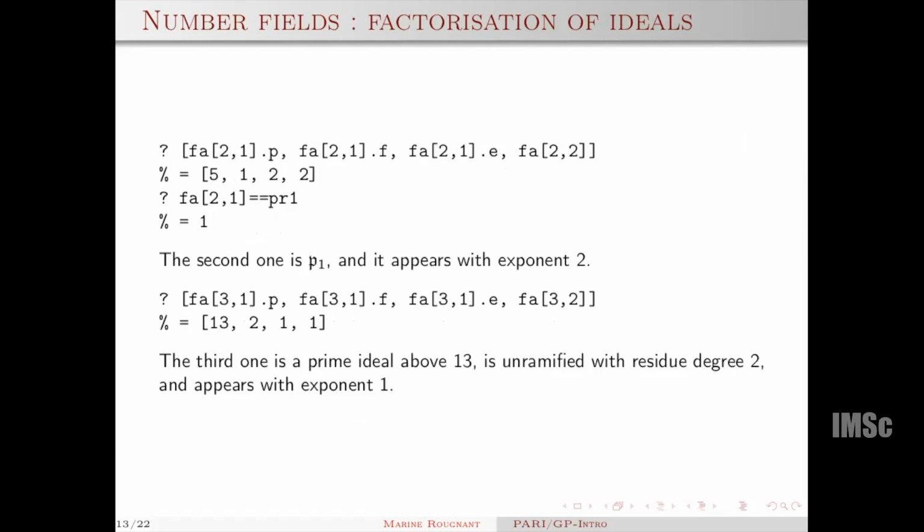If we look at the second line, and we do the same, the second prime is above 5. It's ramified because you have a ramification index 2, and it's to the power of 2 also.